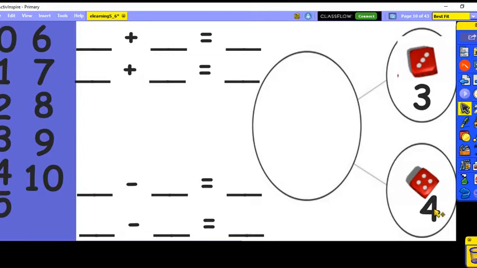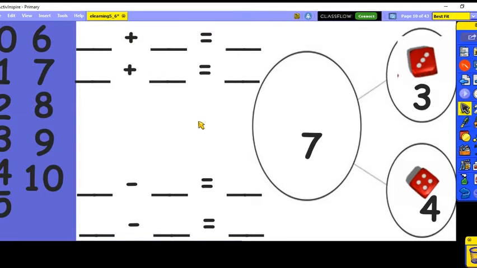Now let's find the total. So let's start with 4 and we'll count up. 4, 5, 6, 7. So that gives us the total of 7. Now we can do all of our number sentences. So we've got 2 addition sentences, 2 subtraction sentences. When we add, our answer gets bigger. We're finding the total. And when we add, our answer is called the sum.